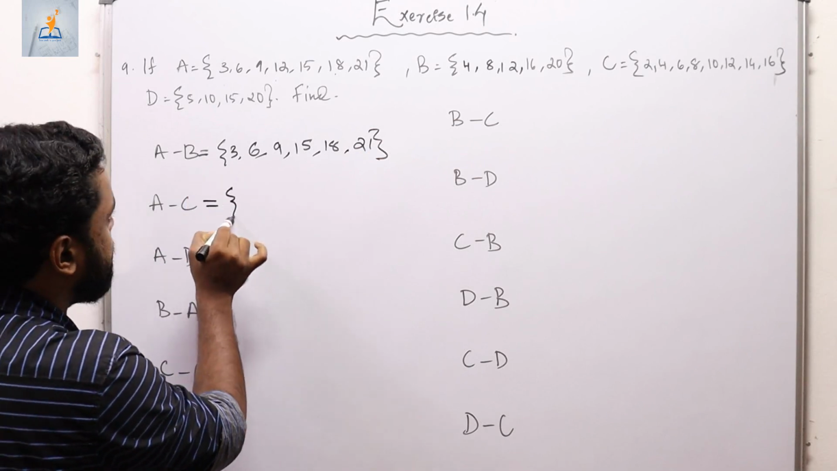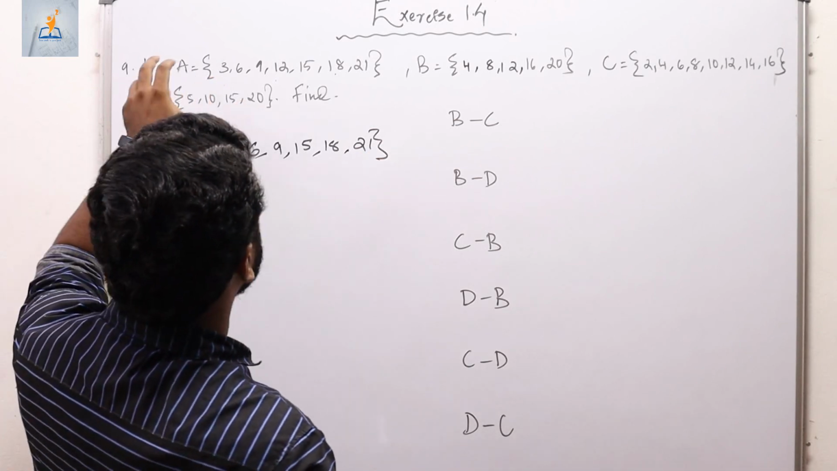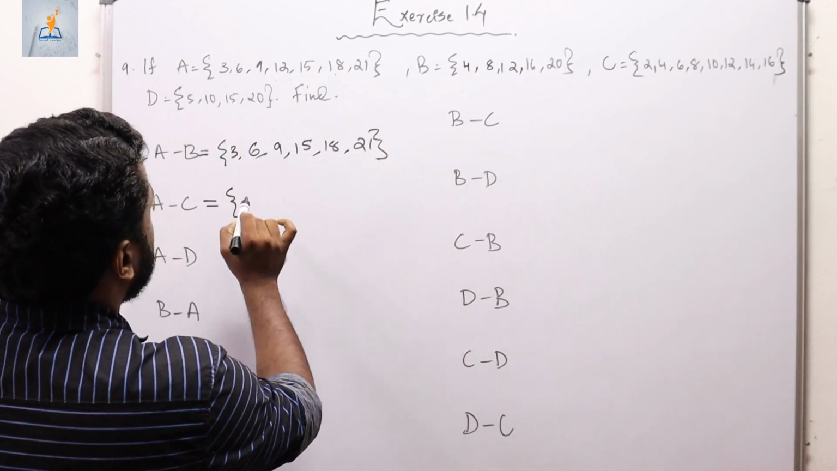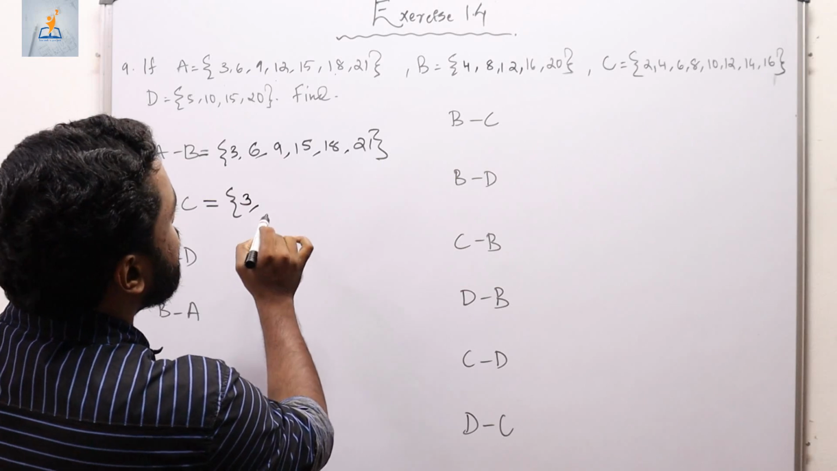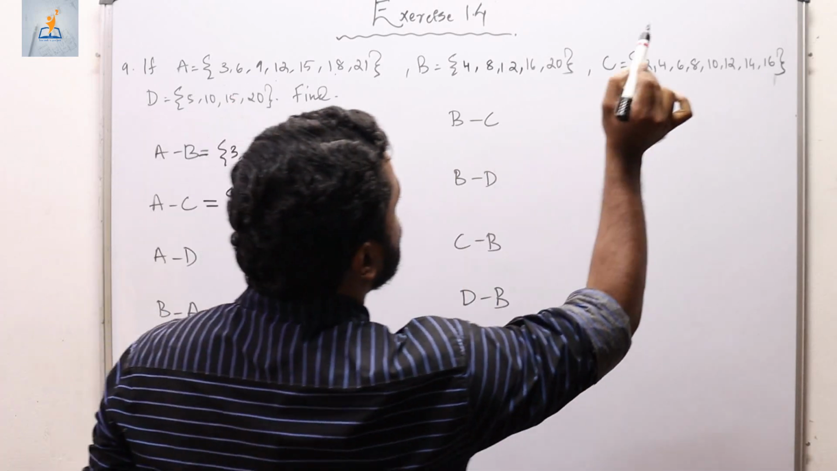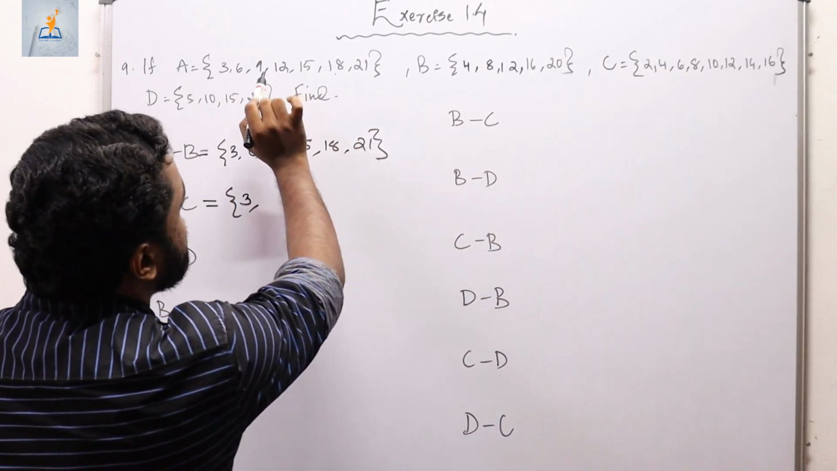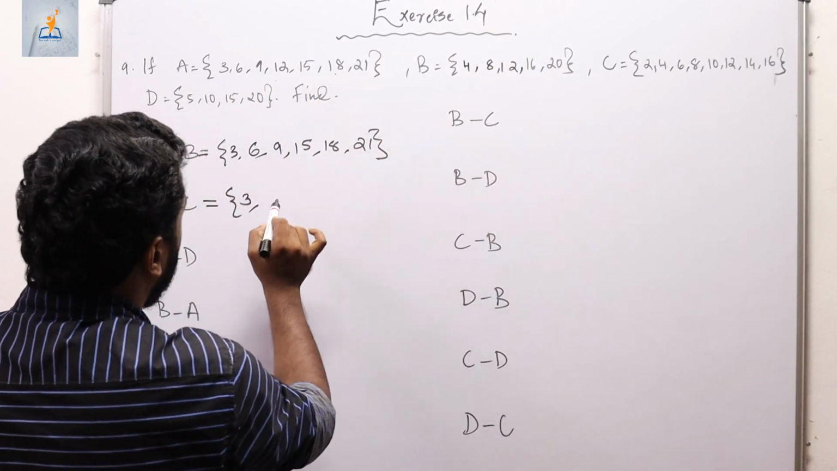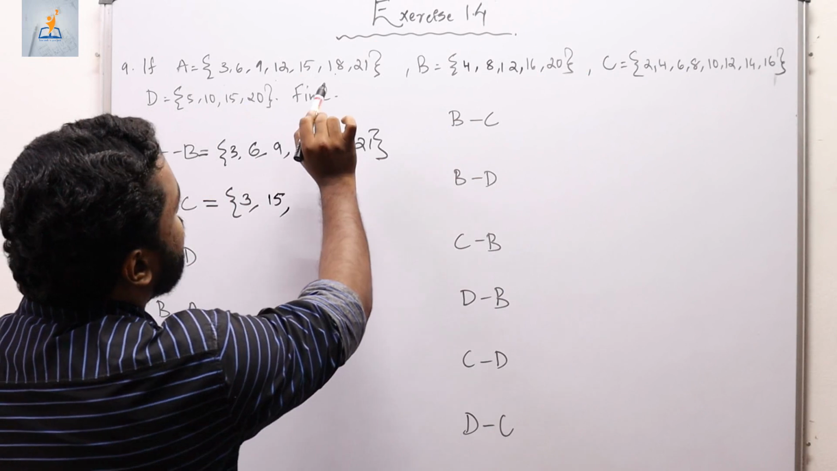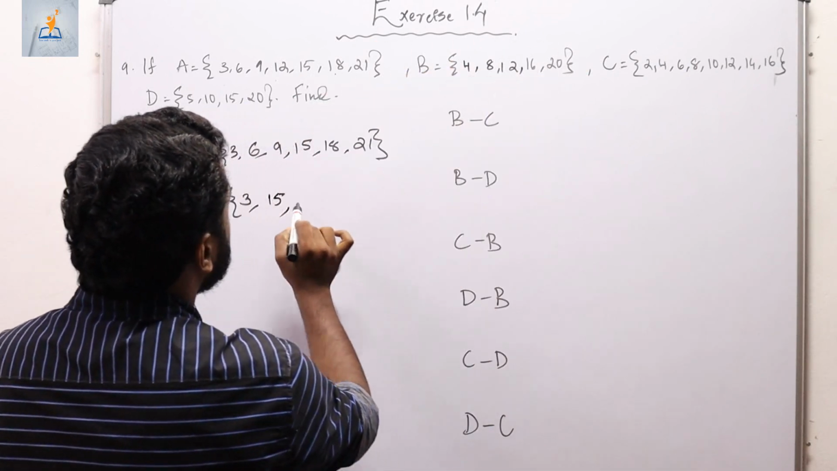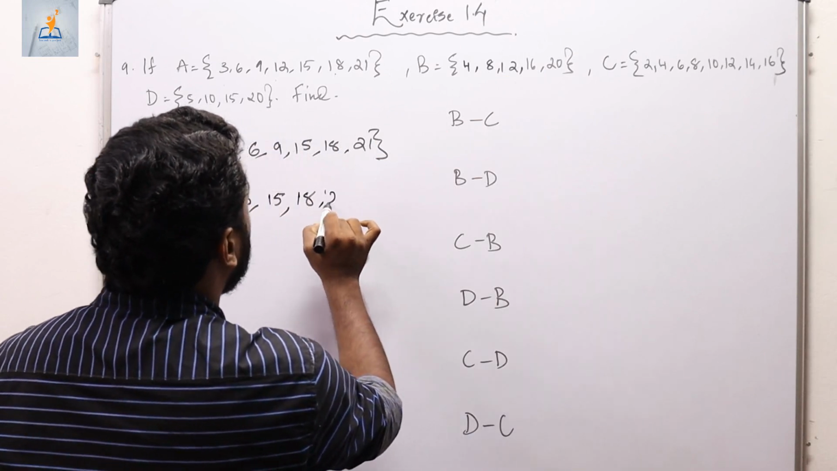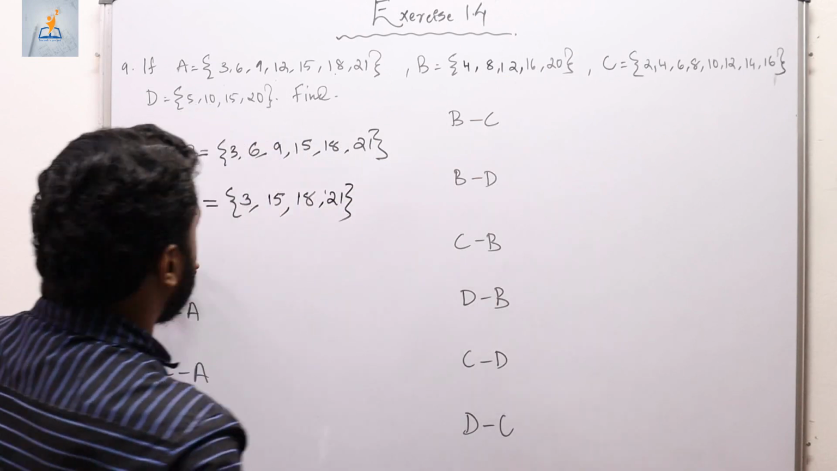Similarly, A minus C. This is the set of all elements which are in A but not in C. So, 3 is there in A but not in C. 6 is there in A as well as in C. 12 is there in A as well as in C. 15 is there in A but not in C. 18 is there in A but not in C. 21 also is there in A but not in C. So this will be the set A minus C.